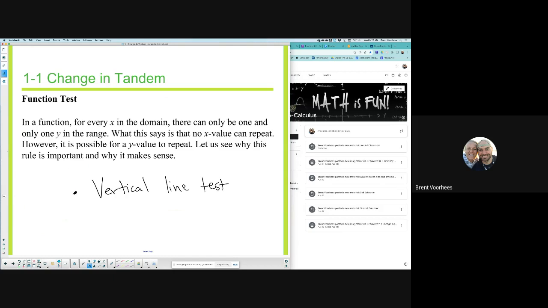The rule with a function is that for every x value, there must be one and only one y value in the range. So here it is. In a function, for every x in the domain, there can be one and only one y in the range. And so a vertical line test is the way to test a graph. But not everything's in a graph, so I'm actually going to start with things that are not in a graph. I'll let you see these.